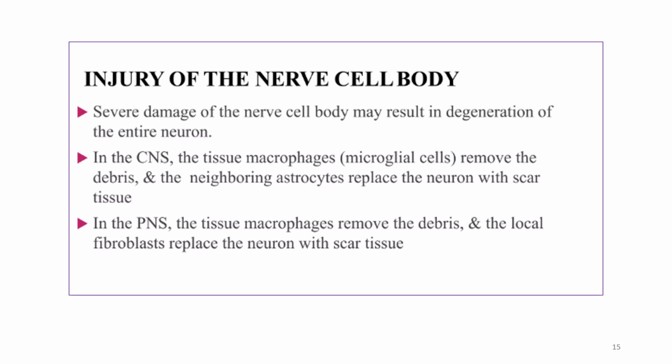In the central nervous system, what happens? The tissue macrophages, those are microglial cells, will remove the debris, and the neighboring astrocytes will replace the neuron with scar tissue. Whereas in the peripheral nervous system, the tissue macrophages remove the debris and the local fibroblasts will replace the neuron with scar tissue. So, in the CNS, microglia will remove the debris. In the PNS, tissue macrophages will remove the debris. And in the CNS, astrocytes will form the scar tissue. In the PNS, the local fibroblasts will form the scar tissue.